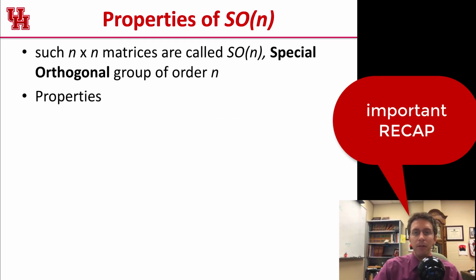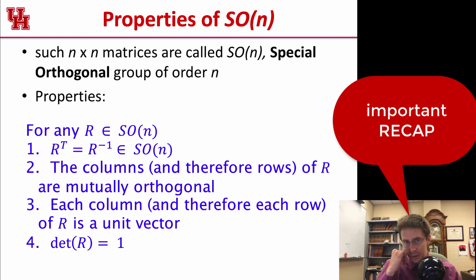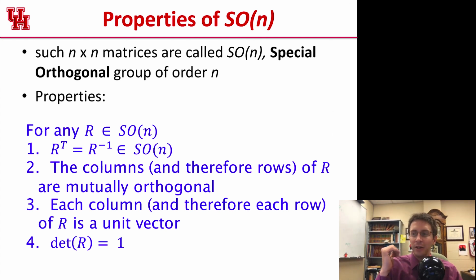They've got 4 beautiful properties. First off, the transpose is the inverse. So I'm bad at doing inverses of regular matrices, but I could almost do a rotation matrix in my sleep. They're beautiful to work that way. All the columns of R are mutually orthogonal. So if I take any 2 columns and I take the dot product of those, I get 0. And also each column and each row is a unit vector. They're of unit length. And finally, the determinant of R is 1.